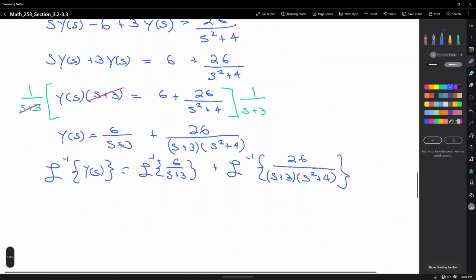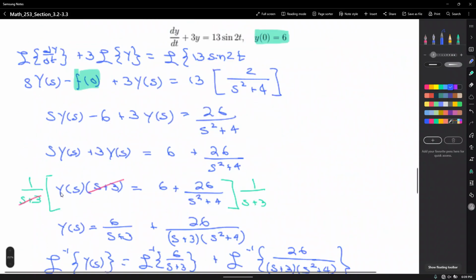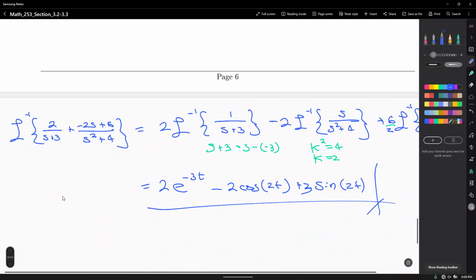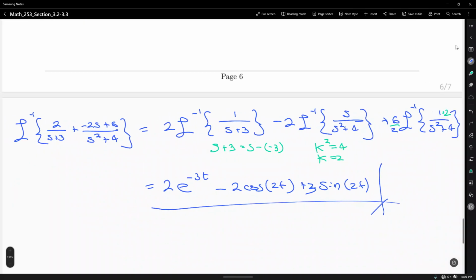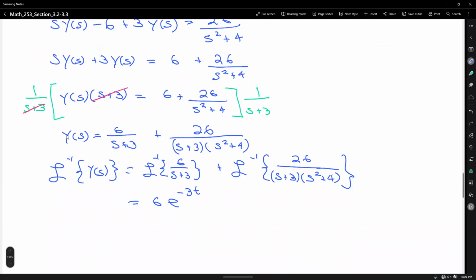So what about the inverse transform of 6 over s plus 3? Isn't that 6 e to the negative 3t? Right? And the inverse transform of 26 over s plus 3 times s squared plus 4, we would need partial fraction decomposition and do the whole process. However, didn't we do that already? Oh, wait. It was at the very end, right? It was this one, right? It was all this madness here, right? Yep. So let me go back to this exercise.